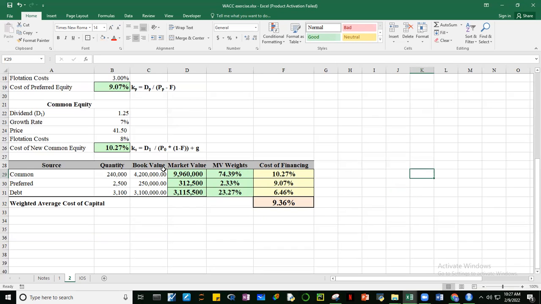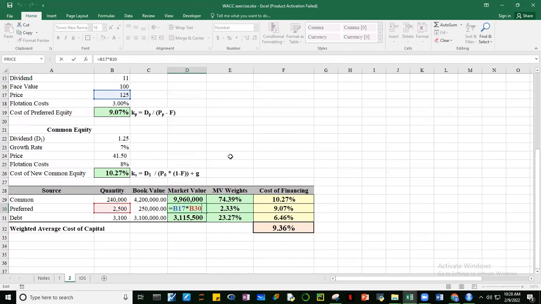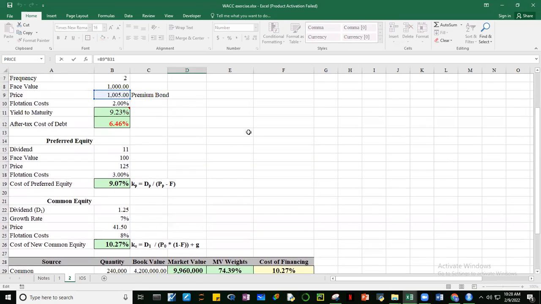Alright, so let me go back, no? Yung market value natin will be simply ilang shares outstanding multiplied by the market value niya. 240,000 shares outstanding times the price, 41.50. That's our market value for common. For preferred naman, ilang shares, 25, then multiplied by the price of the preferred is 125. So market values to, no? Tapos si debt, 3,100 units ng bond multiplied by the price of the bond, which is 1,005.